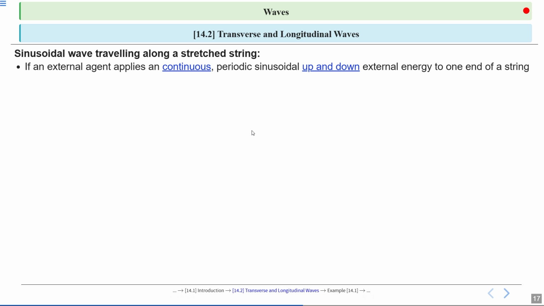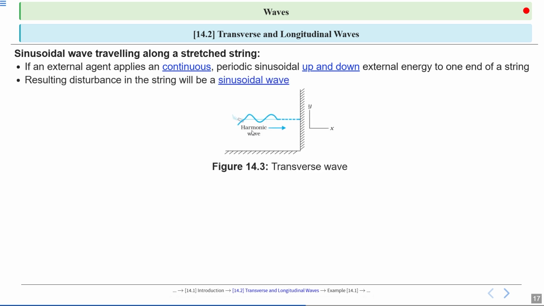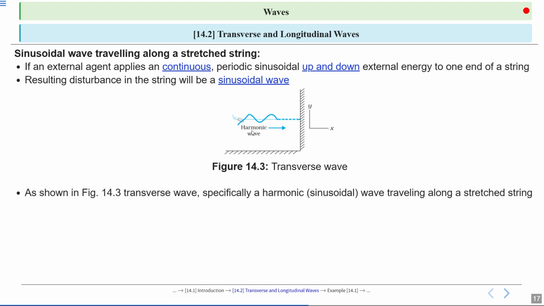Alright. As a result of this continuous up and down motion, a disturbance travels along the string. This disturbance forms a sinusoidal wave, which means the shape of the wave matches the sine function. So looking at figure 14.3, we see a transverse wave, specifically a harmonic or sinusoidal wave, moving along the stretched string. Alright, the term harmonic means the wave has a regular repeating pattern.